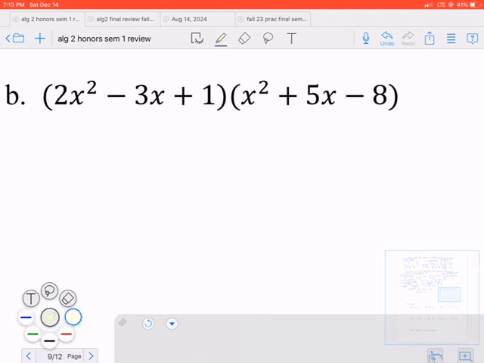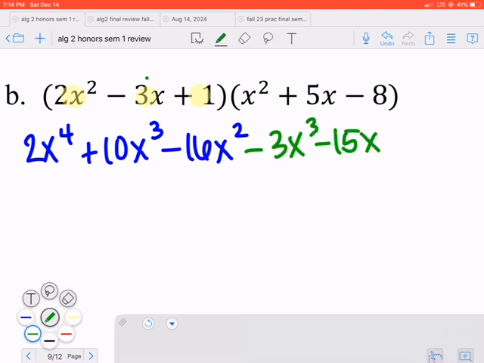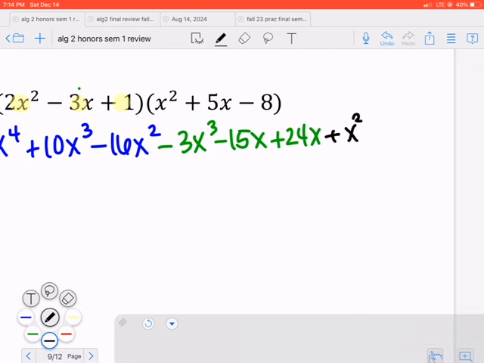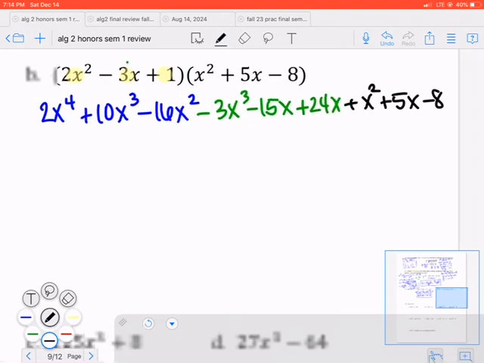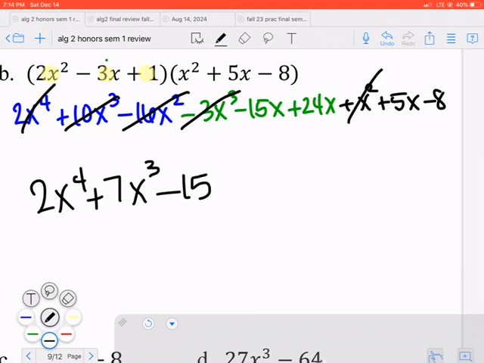Trinomial times a trinomial. Whatever's in front, you got to distribute each one of those. So distributing the 2x squared. We get 2x to the fourth plus 10x to the third minus 16x squared. Now distribute the minus 3x. Minus 3x to the third minus 15x plus 24x. Now distribute the 1: plus x squared plus 5x minus 8. Now we've got to look for our like terms. 2x to the fourth. 10 minus 3 is 7. So plus 7x to the third. For our squares, negative 16 plus 1 minus 15.